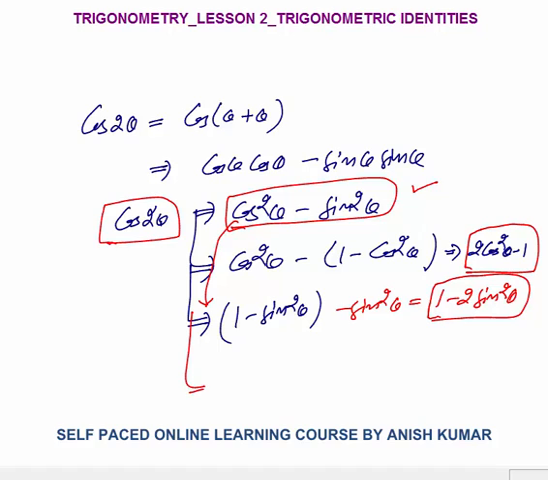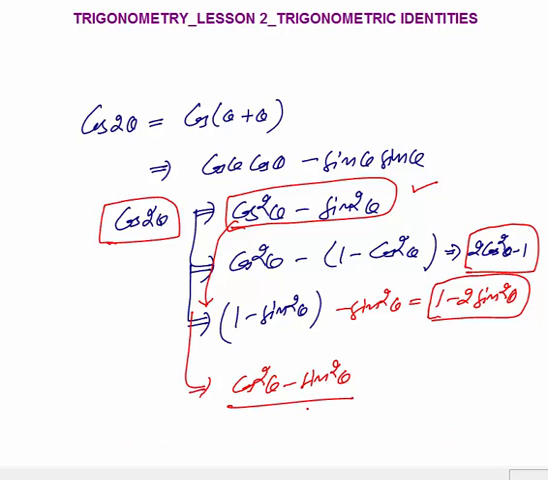Also you can relate like this. This is equal to cos square theta minus sin square theta, divided by 1. What will you get? Can I say this is equal to cos square theta minus sin square theta over 1? And 1 you can always write as cos square theta plus sin square theta. You know that this is equal to 1.